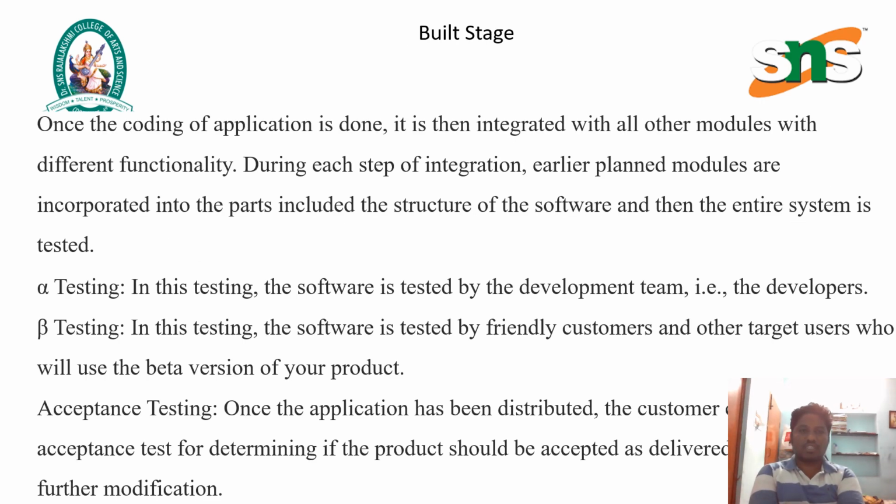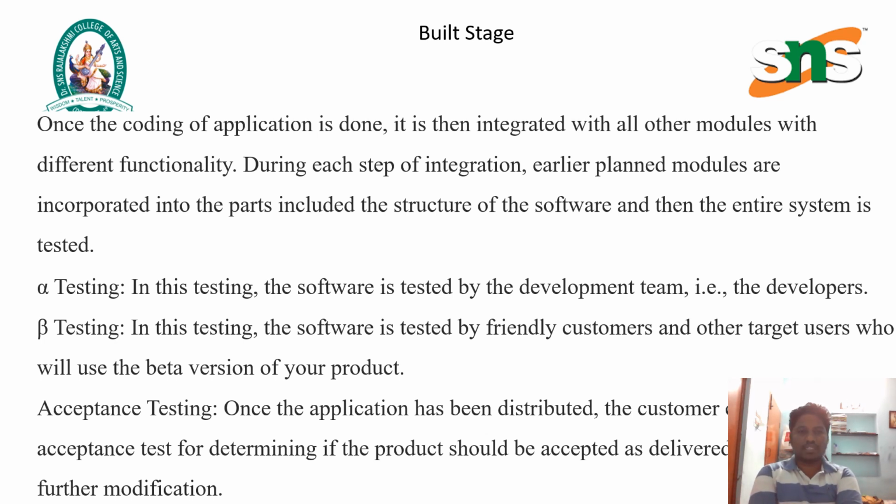Fourth is the build stage. Once the coding of the application is done, it is integrated with all the other modules with different functionality. During each step of the integration, early plans of the model are incorporated into the part, including the structure of the software, and then the entire system is tested: alpha testing and then beta testing.